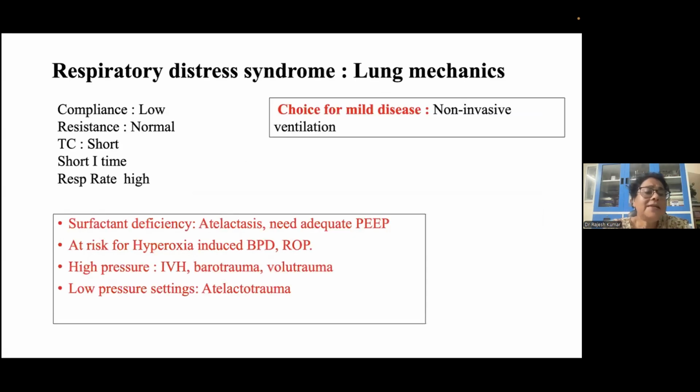If we look at the lung mechanics, the compliance is low, resistance is normal, and hence the time constant would be short. The baby would need a short inspiratory time, and the respiratory rate is high. There is also associated surfactant deficiency, which leads to atelectasis, so we need to provide adequate PEEP. The baby is at risk for hyperoxia when we are ventilating, which can induce bronchopulmonary dysplasia as well as complications like retinopathy of prematurity. High pressures, if given, would lead to intraventricular hemorrhage, barotrauma, as well as volutrauma. But if we go for lower settings, there is also a risk for atelectotrauma.